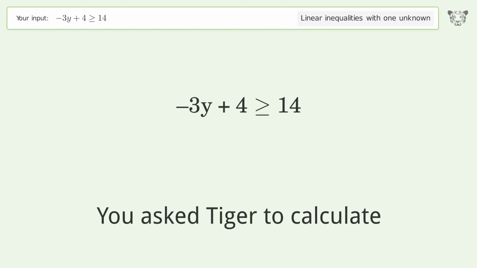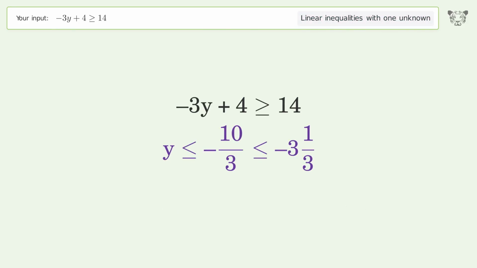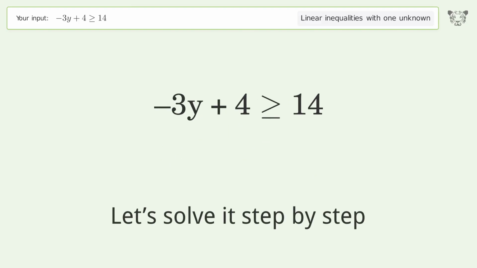You ask Tiger to calculate. This deals with linear inequalities with one unknown. The final result is y equal or smaller than -10/3 equal or smaller than -31/3. Let's solve it step by step.